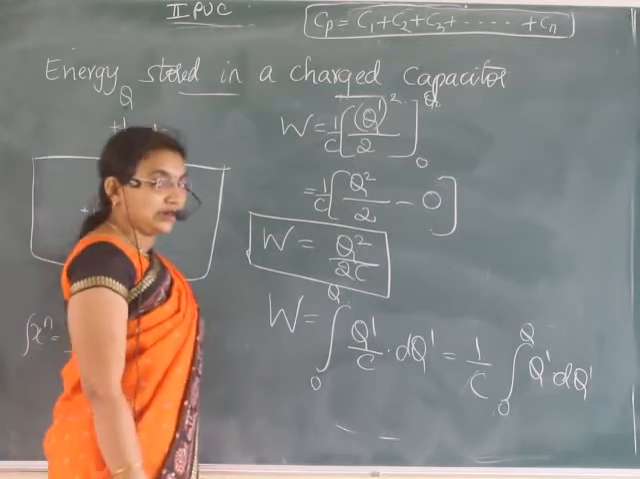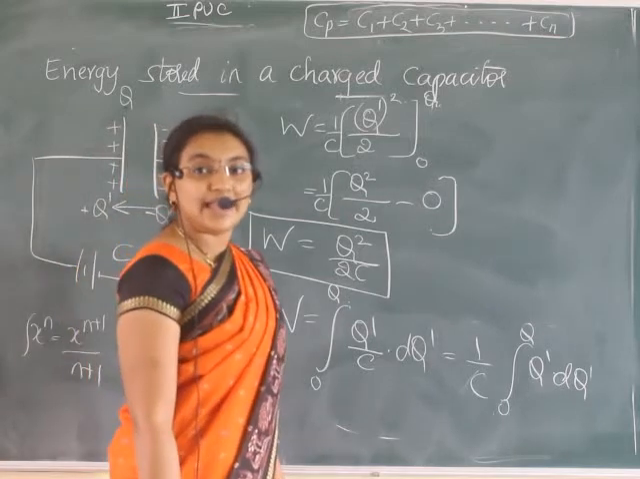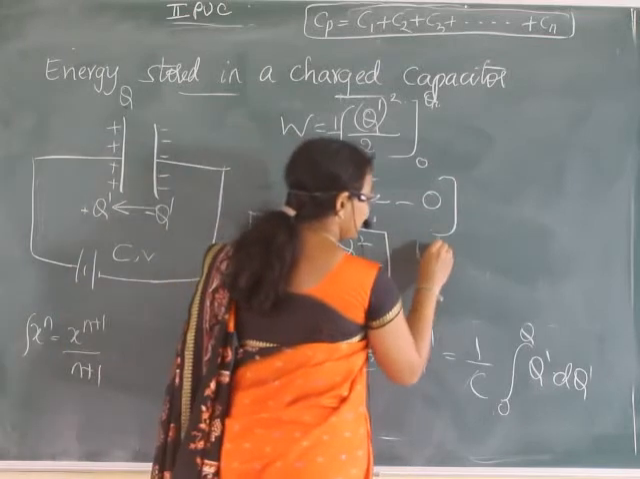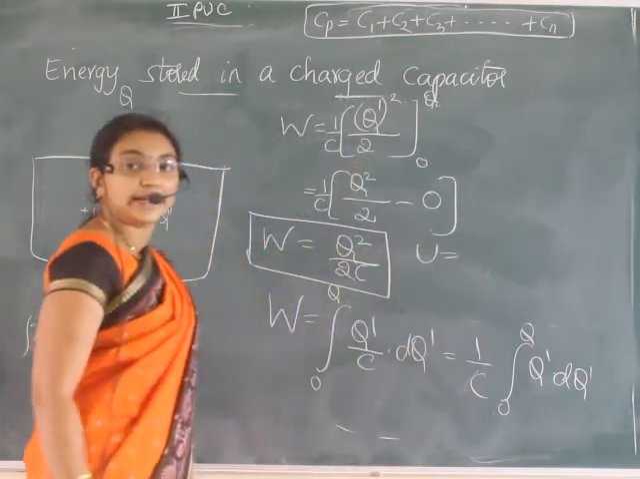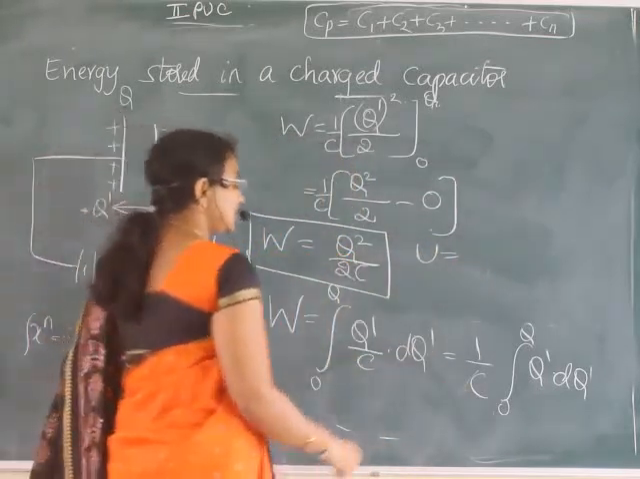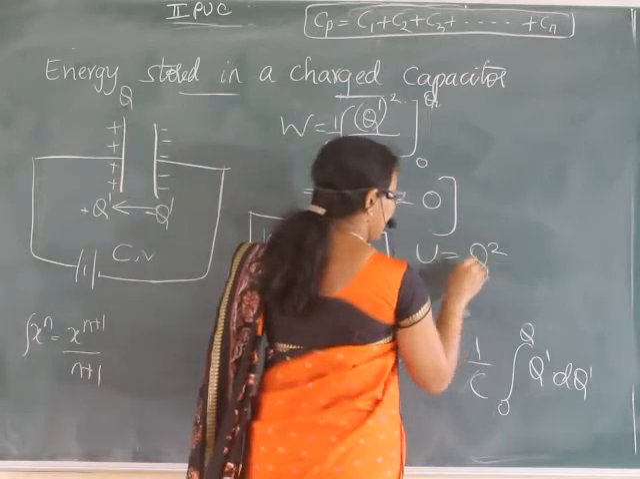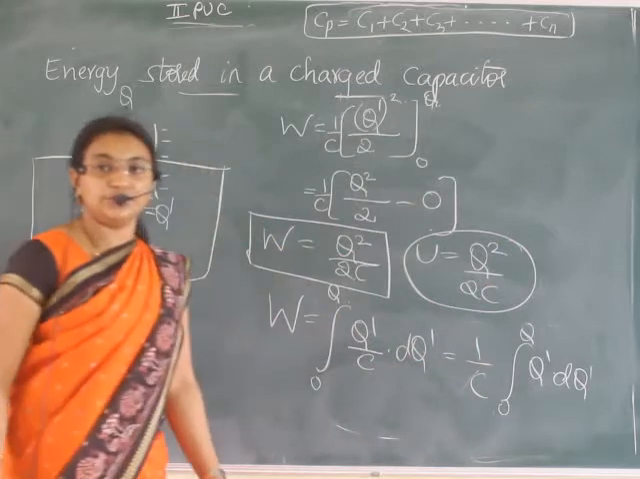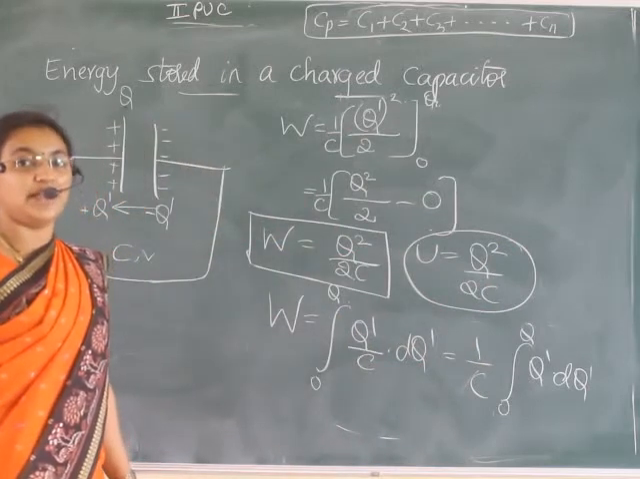And this work done is stored as energy in the capacitor. So I can say the expression for the energy stored in a capacitor is U is equal to Q square by 2C. Understood? Very easy it is if you understand.